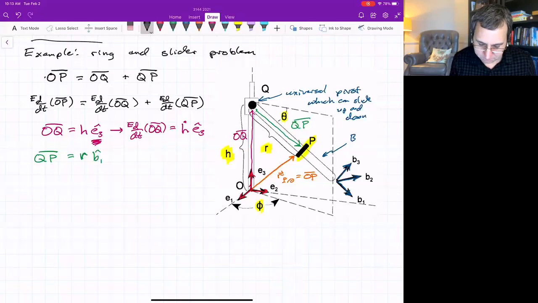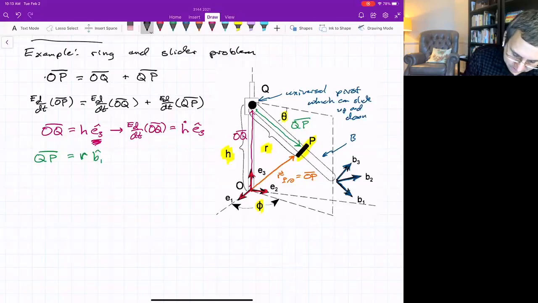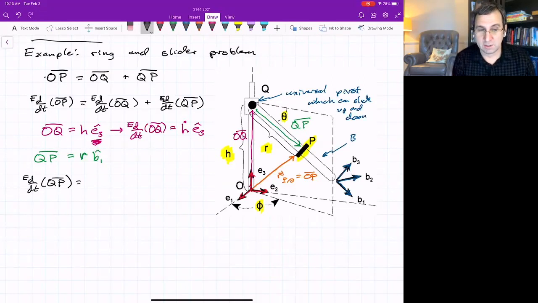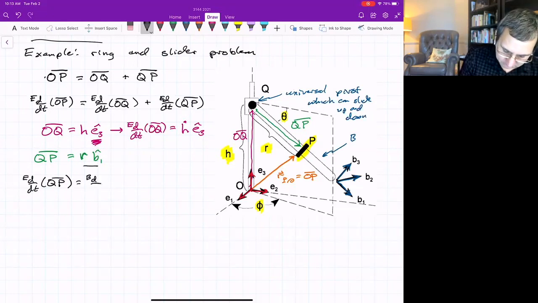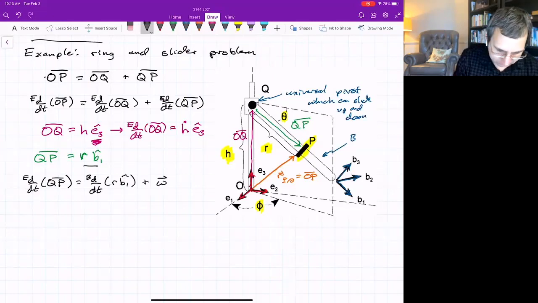And now for me to get the derivative of QP, since I had to write this in terms of the B frame, I'll need to use the transport theorem. So this will be the derivative with respect to that B frame of R B1, plus the angular velocity of the B frame with respect to the E frame cross R B1.